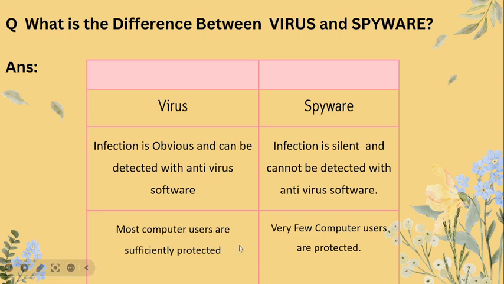Most computer users are sufficiently protected. Why? Because these days systems come with antivirus software. So computer users are protected. But on the other hand, because spyware is written by professionals, very few computer users are protected.